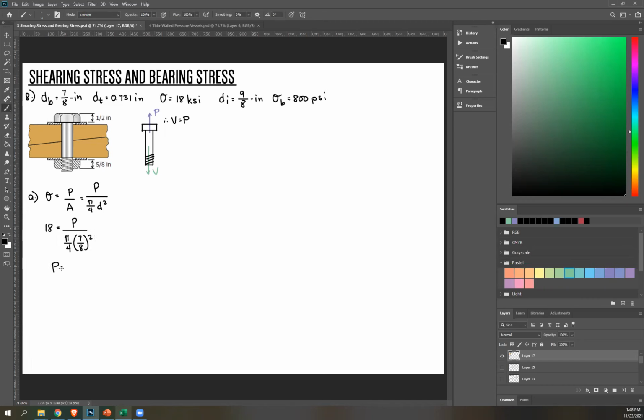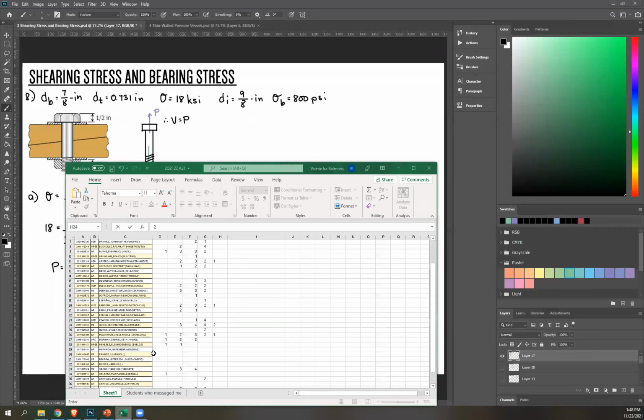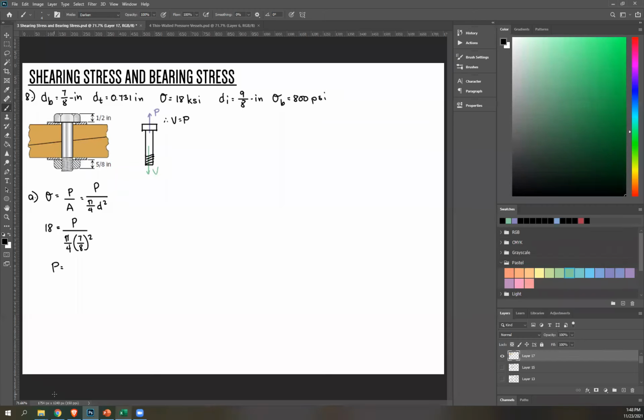From this we solve what's P. Correct. It's 10.82. And then unit. This is KSI. This is inch. So 1,000 pounds per square inch, times inch squared. The resulting unit is 1,000 pounds, which simplifies to just kips. All right. Now we have P.